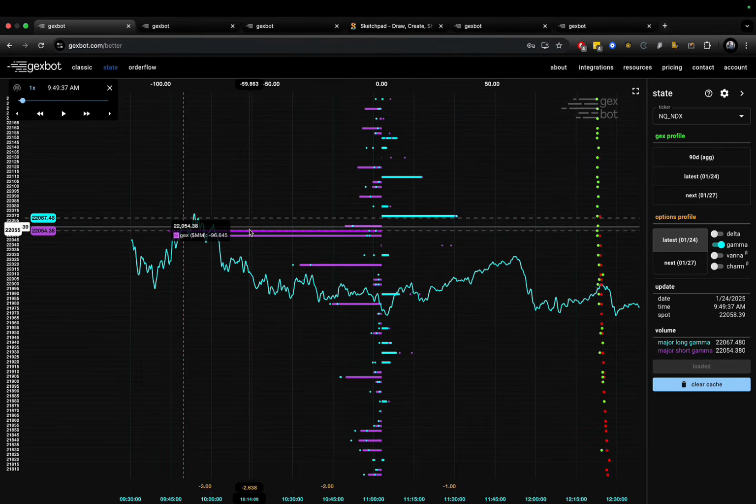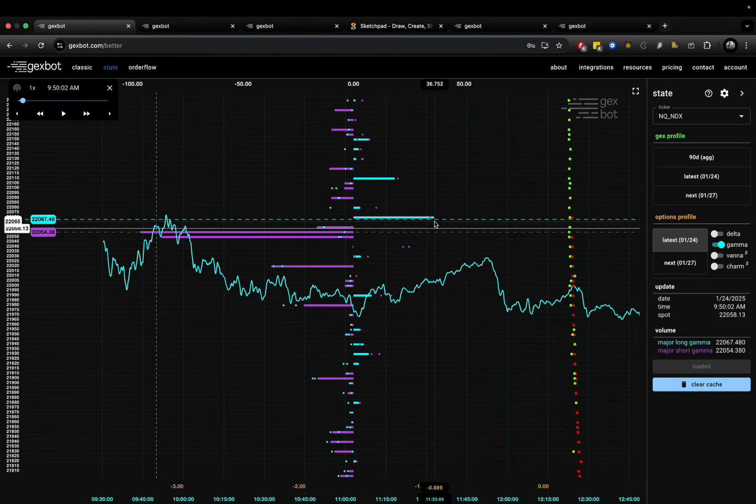Now, keep in mind this negative gamma that just appeared, right? Just keep it in mind, because I want to show you why this gamma was a resistance level, and why I went short here.